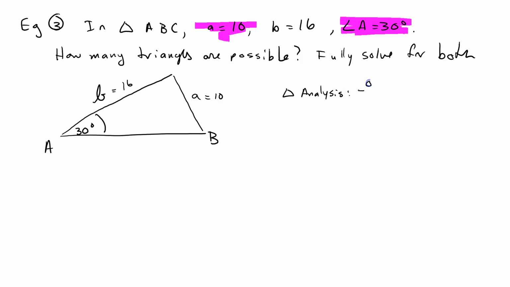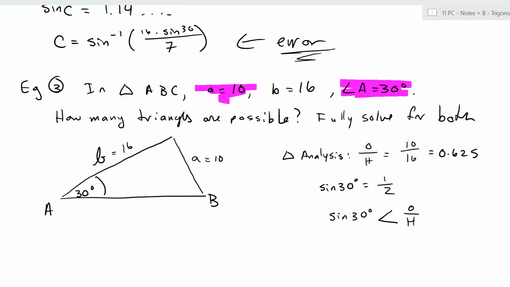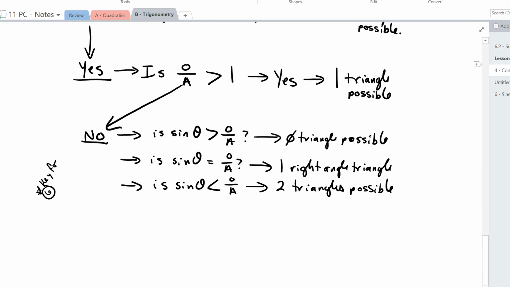So triangle analysis. We have opposite over hypotenuse, which is 10 divided by 16, which is 0.625. Sine of 30, our given theta, is 1/2. So we're saying that sine of 30 degrees is less than opposite over hypotenuse. So let's look at our flowchart again for constructing triangles.